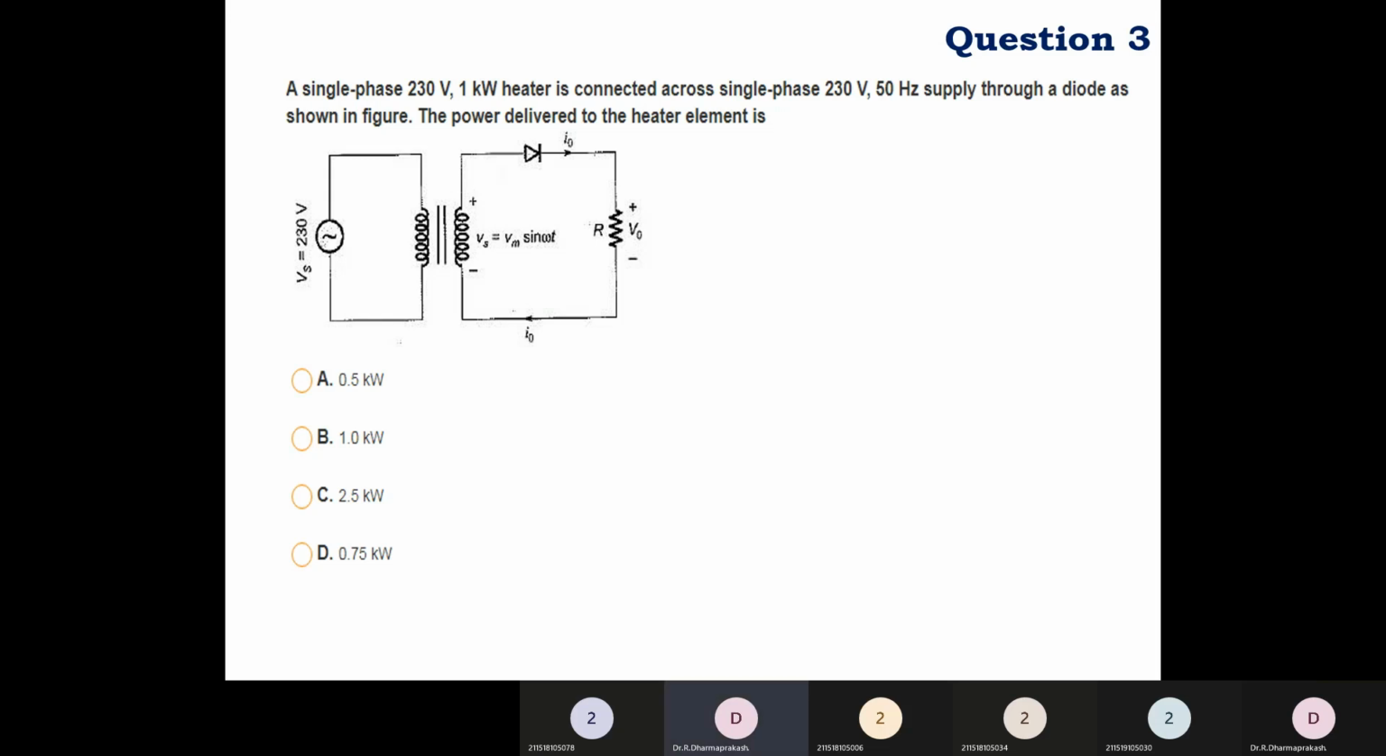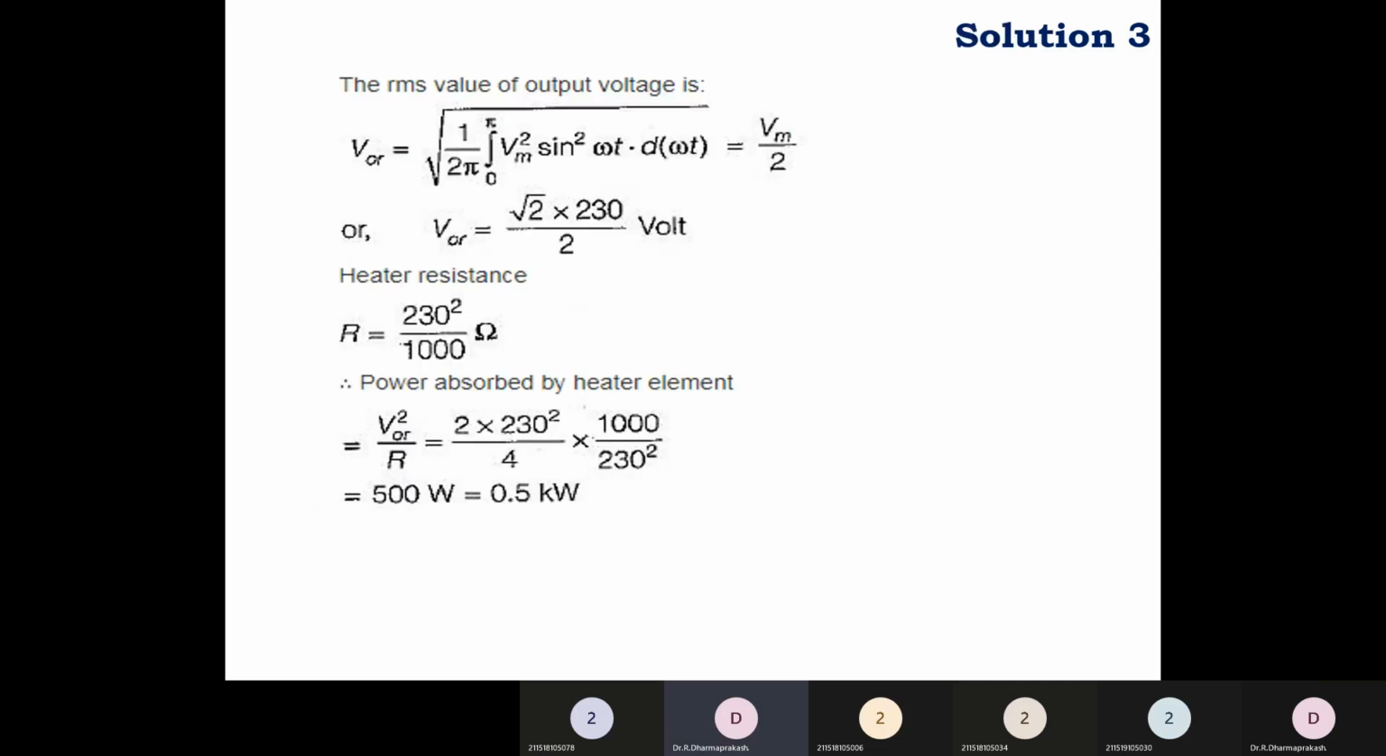So from this, you can calculate the value of the voltage which is applied here, and the current, so that we can find out the power delivered to this load, right? The rating of the heater is given as 1 kilowatt in this problem, and the supply voltage is given as 230 volts, 50 hertz. From this, you have to calculate.